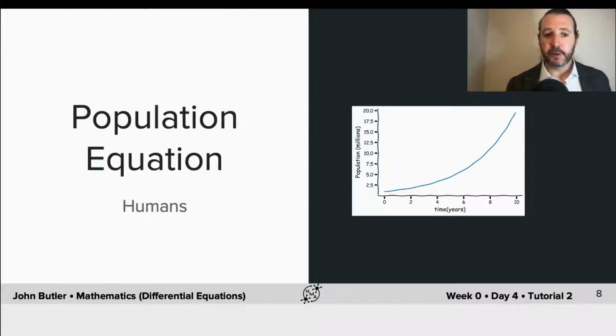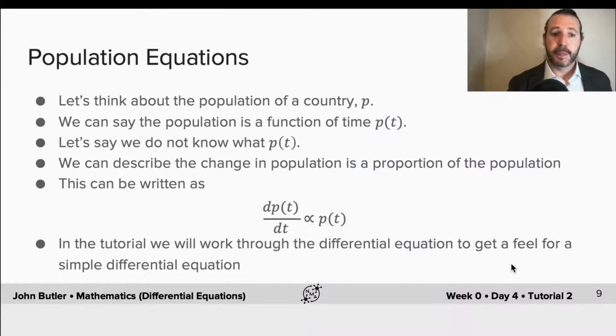Our first differential equation is the population equation. It describes how population of humans grow. So, let's first think about the population of a country. We can say that population is a function of time because it changes over time. But let's say we don't know what the population function is.